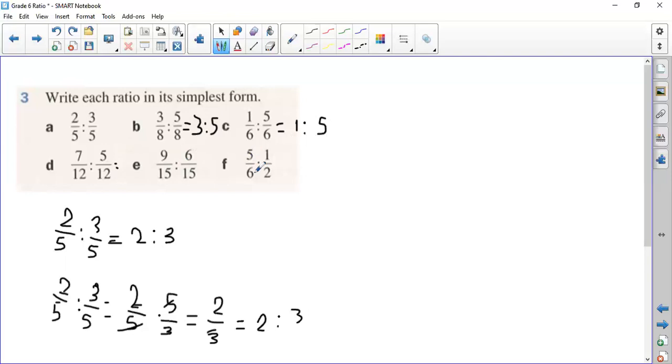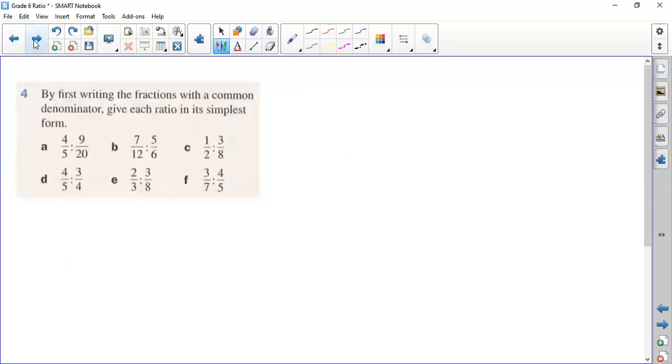And the last one, 5/6 to 1/2. Now, as we see, the denominators are not equal. So we cannot write this one as 5 to 1. First of all, we have to equalize the denominators. It means I have to make these two 6. So I have to multiply this fraction by 3. And this one will be 5/6 to the fraction 3/6. And now I can write it as a ratio 5 to 3. Okay, 5 to 3. So this one will be the ratio.